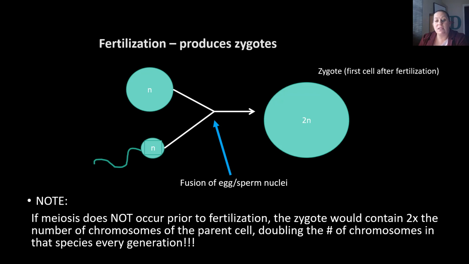Now, if meiosis does not occur prior to fertilization, the zygotes would contain 2 times the number of chromosomes than the parent. And so if you started out with 46 chromosomes, if we didn't do meiosis before fertilization happened, the new organism would have 92. And then if those 2 organisms then didn't do meiosis first and you had 92 each, then obviously when you would add those together, you'd have 184 and so on. The chromosome number would get out of control. And so because of that, we need to make sure meiosis happens before, halving the number of chromosomes before fertilization can happen.